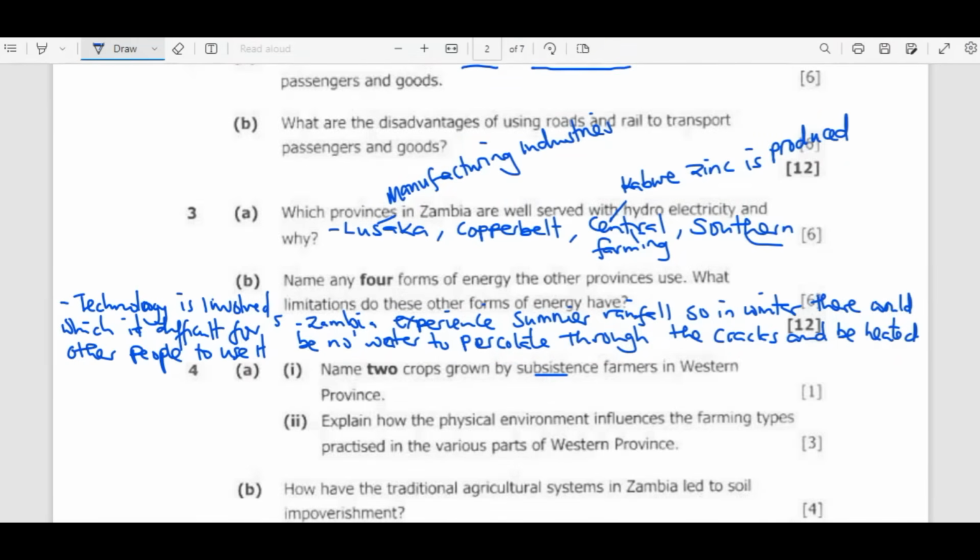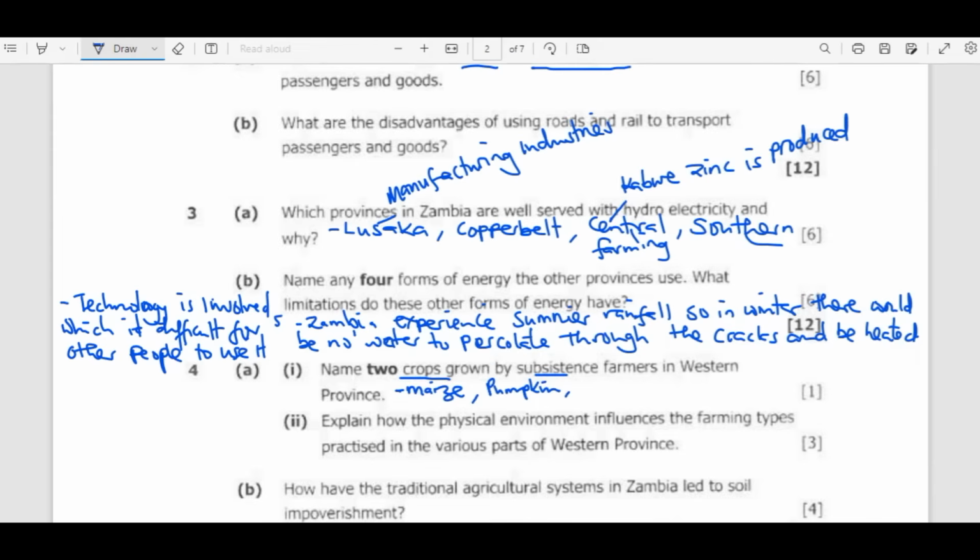Now we are looking at crops because they've stated crops here. Now what are those crops that are grown in Western Province? So there are many crops that are grown in Western Province. Number one, you can give an example of maize. So maize is one of them. And then not only that, we can give an example, pumpkin.